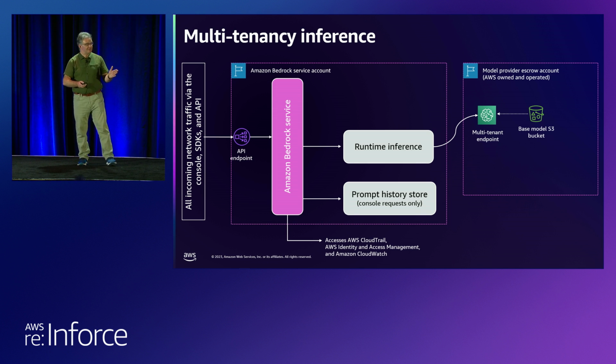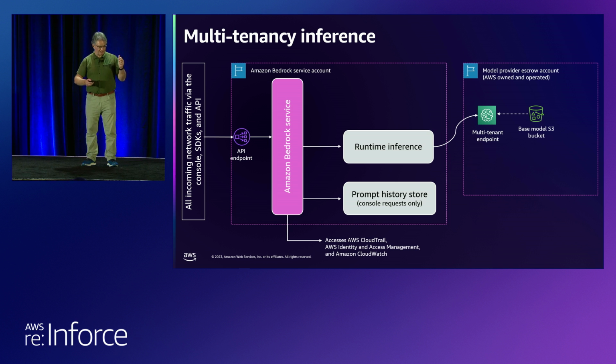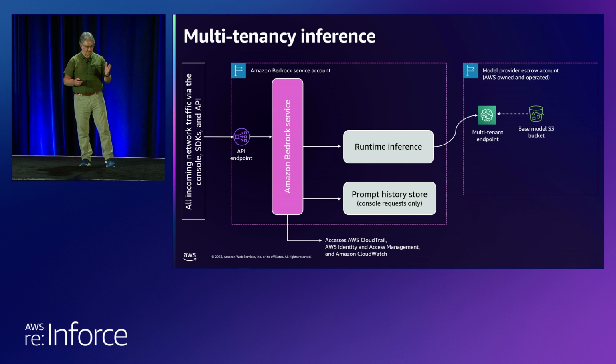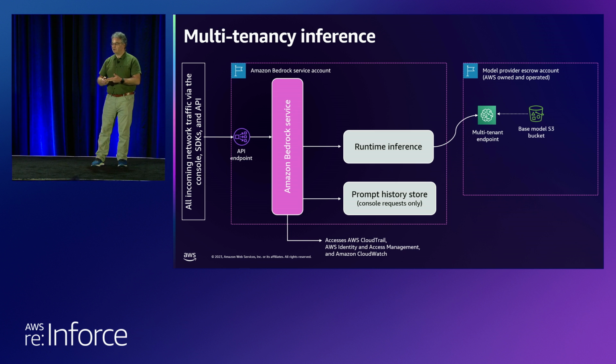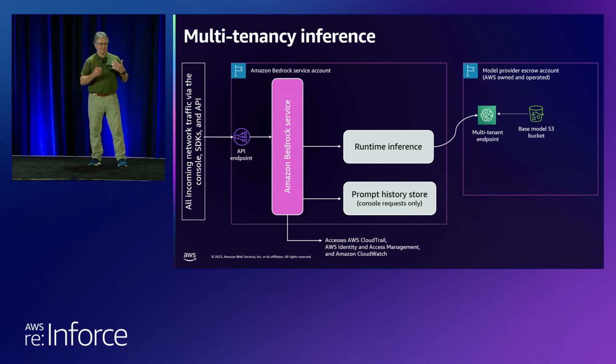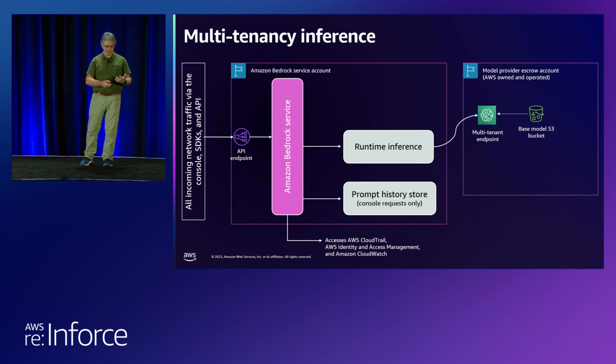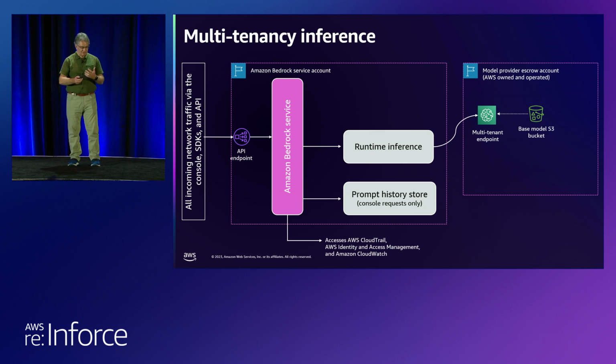So when the request comes in, it's going to hit the API endpoint and get to the Bedrock service. And then IAM permitting, of course, if they can actually make that request, it will get passed to the runtime inference service. Its job is then to decide which of these model provider escrow accounts holds the endpoint I'm looking for for this multi-tenant request. It will find it, send the data to it over, again, TLS connections, obviously, pick up the response from the model, and return it back to the user. All nice and straightforward.